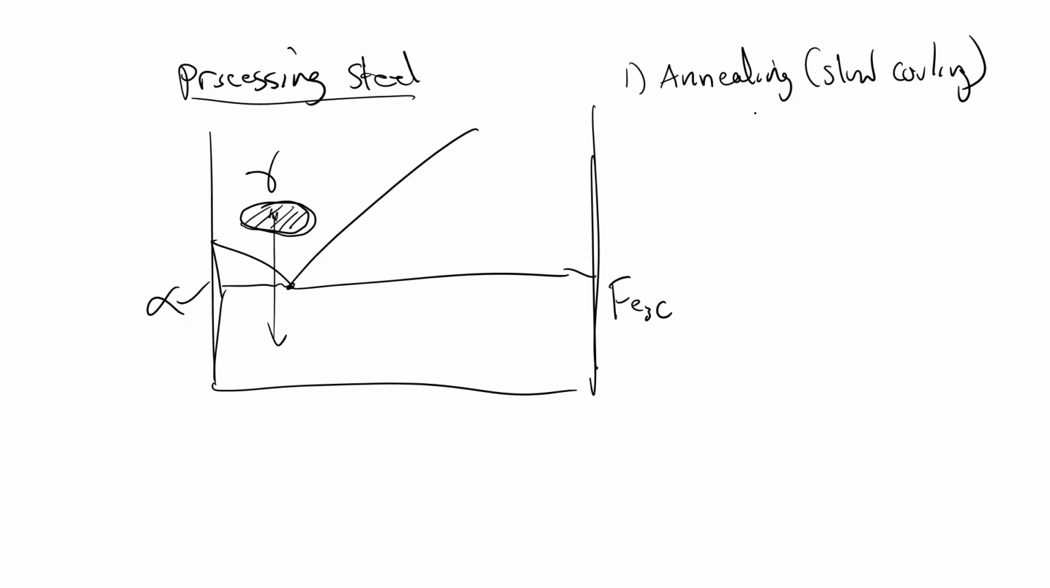Well, we get alpha and Fe3C, right? This is what we predict from the equilibrium phase diagram. So we can say this is approximately equilibrium. So if I cool really slow, I get what's on the phase diagram.